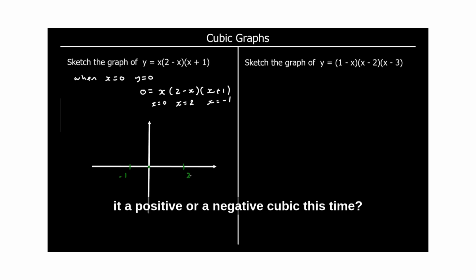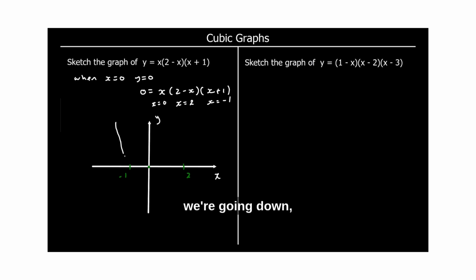Is it a positive or a negative cubic this time? So if we expanded these brackets, we would have a negative x cubed. We've got x times negative x times x. A positive times a negative is negative. So that'd be a negative cubic. So this time we're going to start in the top left and end in the bottom right. So we're starting up here. We're going through the axis 3 times. So we're going down, back through the origin, and back down.